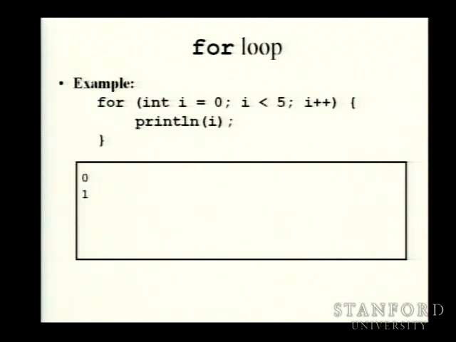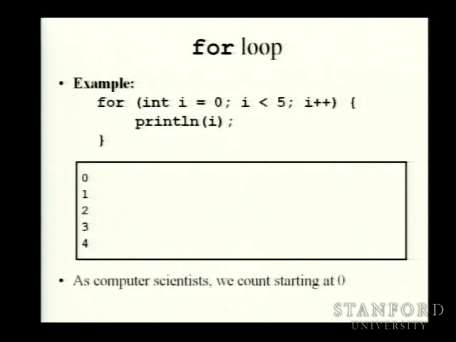It's still less than 5. It prints it out. It adds 1 to i. It's now 2. Less than 5. It prints it out. Adds 1 again. It's 3. It prints it out. Adds 1 again, it's 4. Now, after it prints out 4, it adds 1 to i again. Now i has the value 5. It checks the test again. Is 5 less than 5? No, 5 is not strictly less than 5, so it's done.